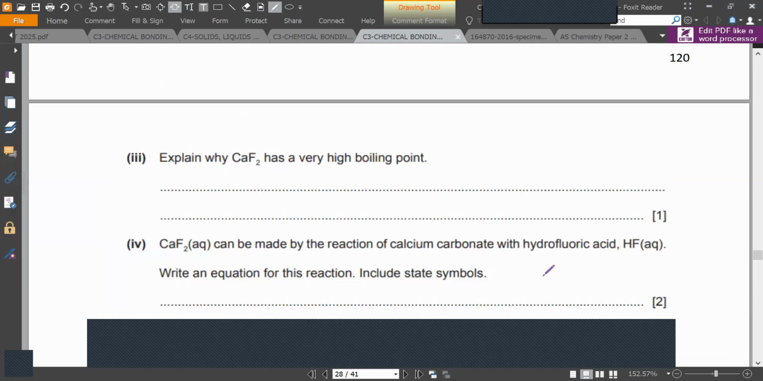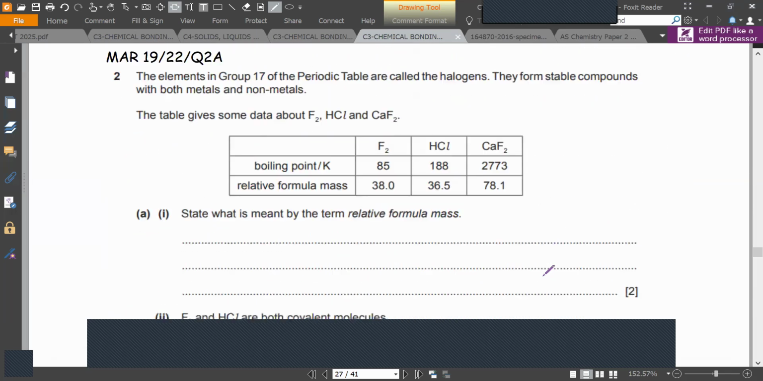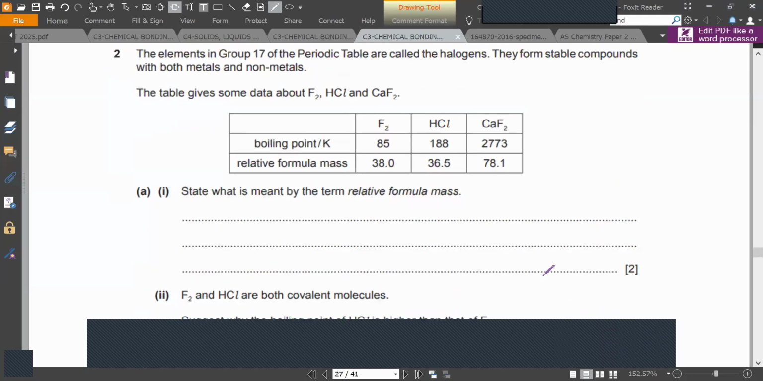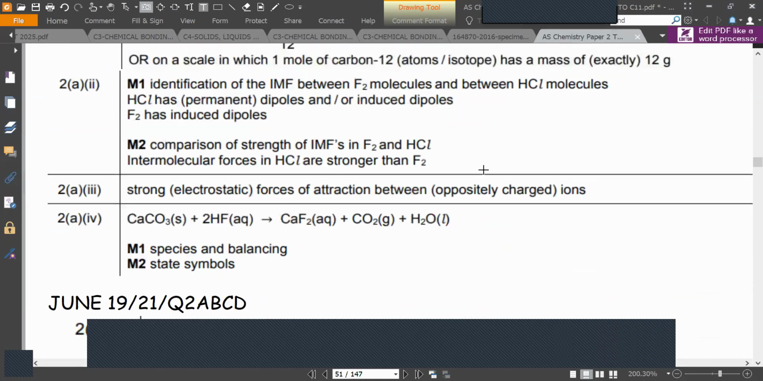Next. Okay, we start here. So we are given a few compounds, elements in group 17. They are called halogens, form stable compounds of both metals and non-metals, no problem. State what is meant by relative formula mass. This is also from the first chapter, so we just go through it quickly.